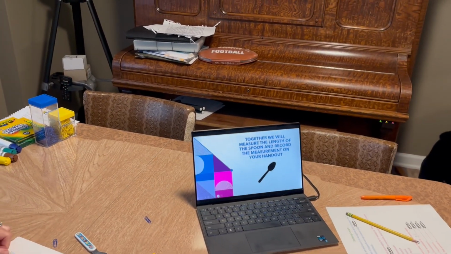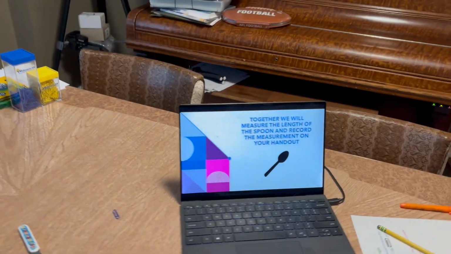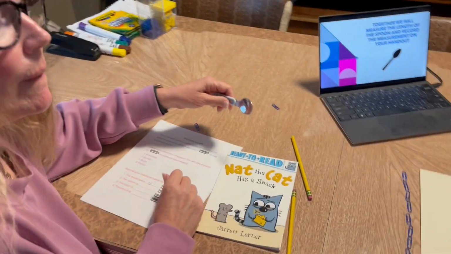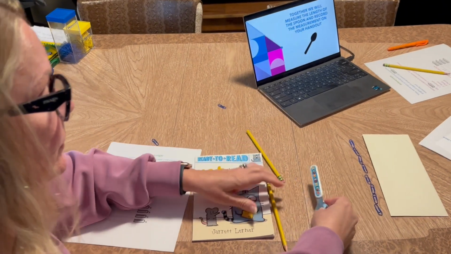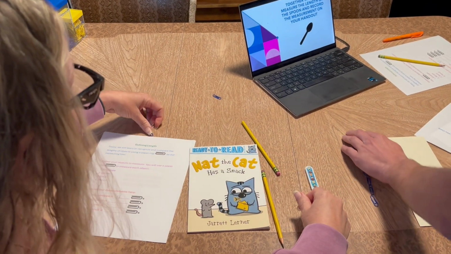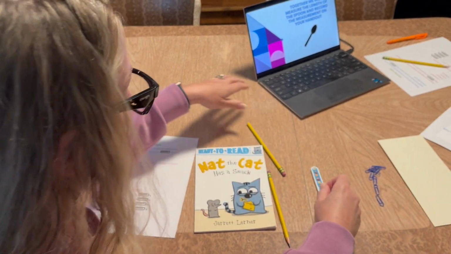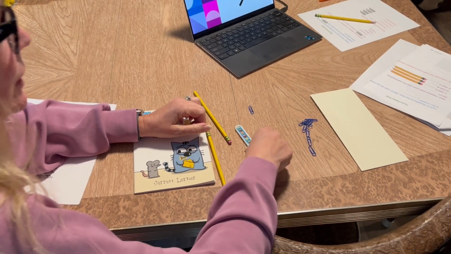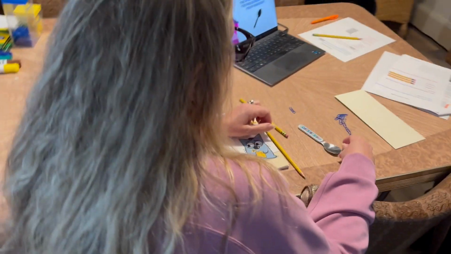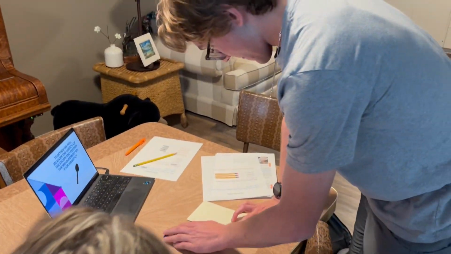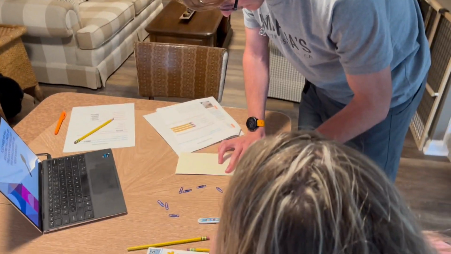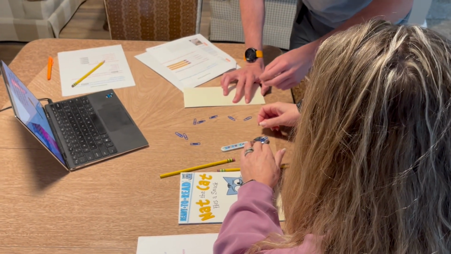Together we're going to measure the length of the spoon and record the measurement on our handout, just like we did with the envelope. So let's get our spoon out. Okay. What do we think? Do you think this one will be longer or shorter than the envelope? Just looking at it, it looks shorter to me. I think it's going to be less than 8 and a half. I think so too. Let's find out though.